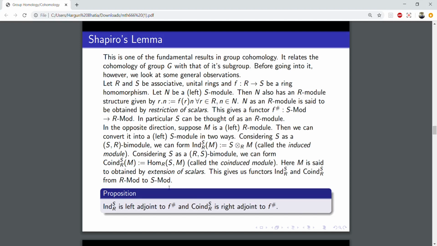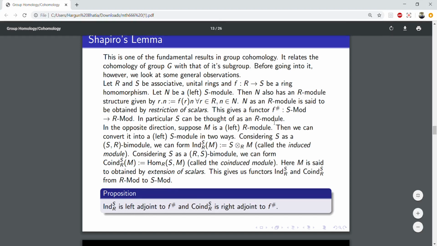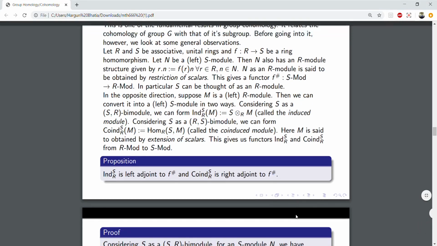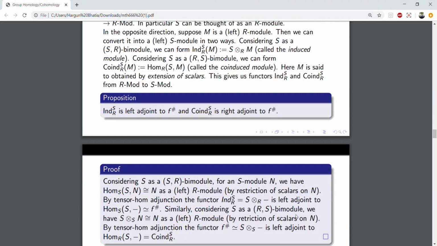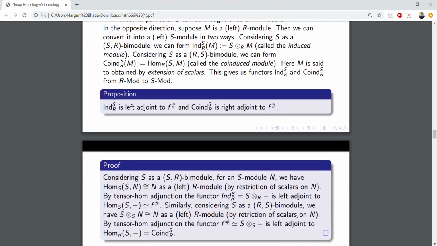So what is the relationship between these two functors? The thing is that the induced module functor is left adjoint to this restriction of scalars functor, F hash, and the co-induced is right adjoint. This is actually pretty easy to see. This follows from the tensor Hom adjunction almost immediately.